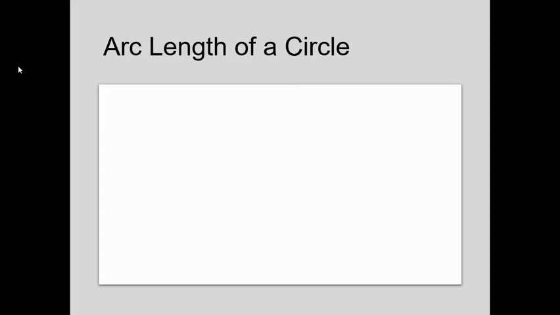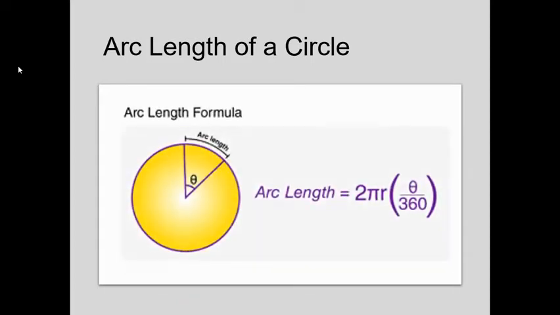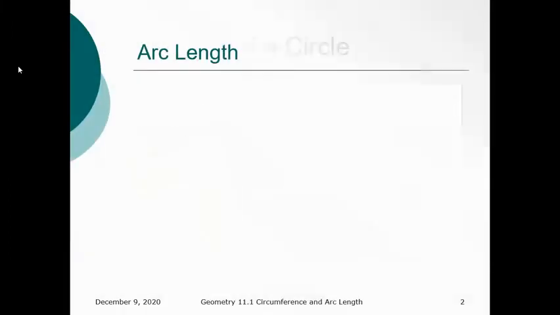Arc length of a circle. We're going to find the arc lengths of circles. And here is our formula. 2 pi r should look familiar. It is the circumference. And then the theta over 360, that's going to be your central angle of the arc.